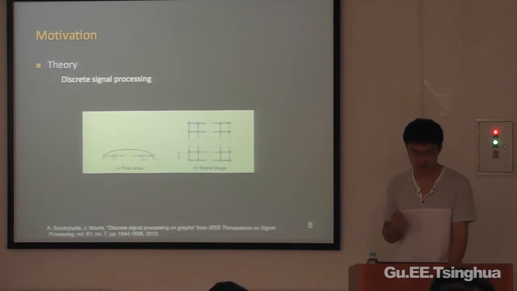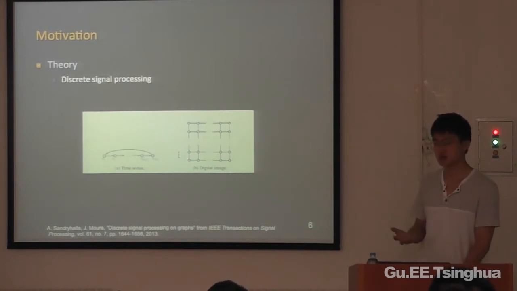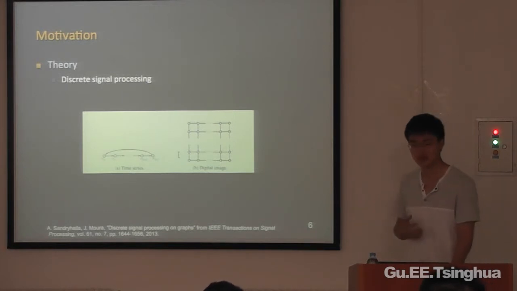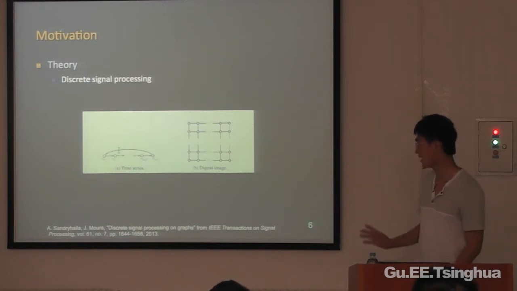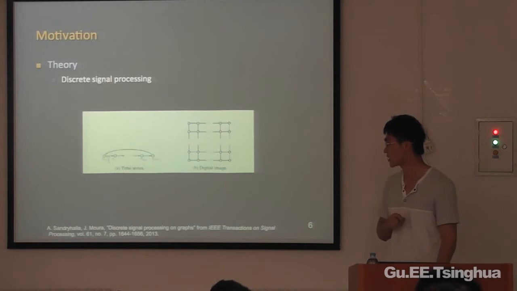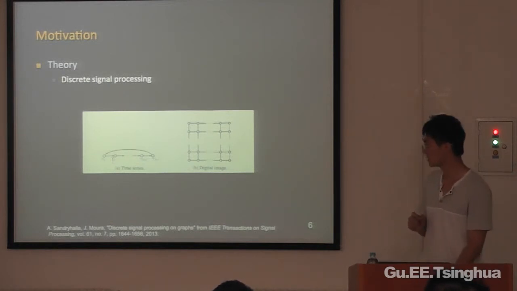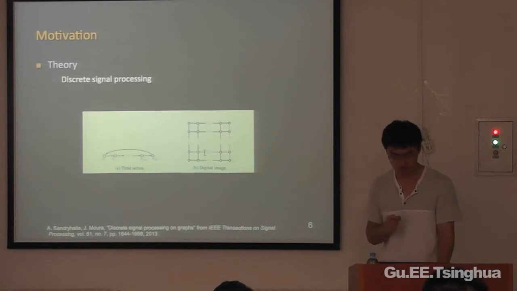And from the theoretical side, let's recap classical DSP. In classical DSP, we often look at two kinds of signals: time series or digital images. And this is the structure behind them. For example, at each time step, we take one step and move forward. All time steps here are identical from the structure. It's also the same in a digital image. If we ignore the boundary condition, each pixel connects to its four neighbors, and all pixels are identical from the structure.